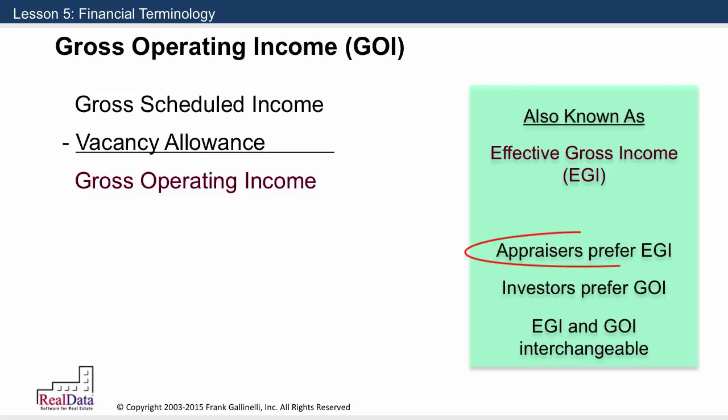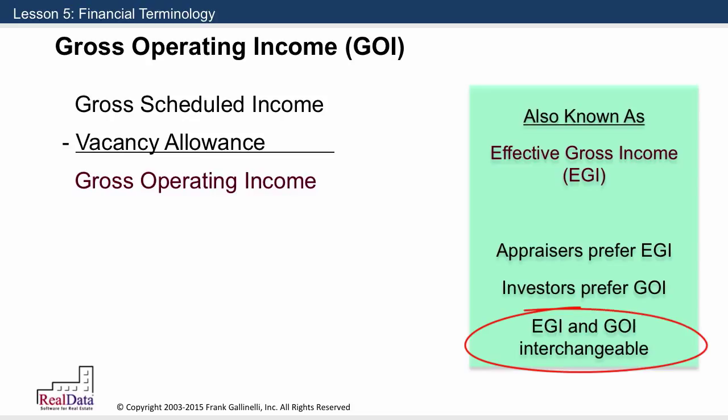In my experience, appraisers tend to prefer the term effective gross income. Most investors tend to prefer the term gross operating income. But both terms can be used interchangeably. They mean exactly the same thing.